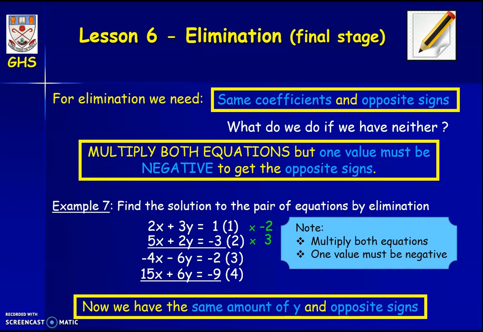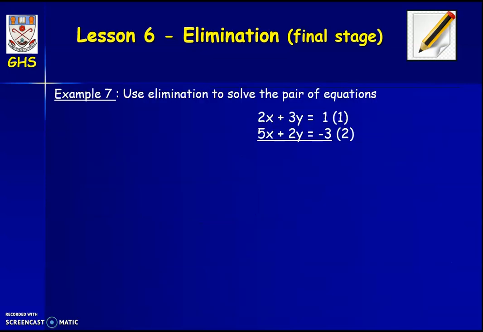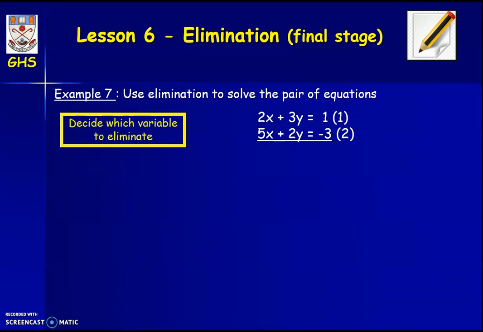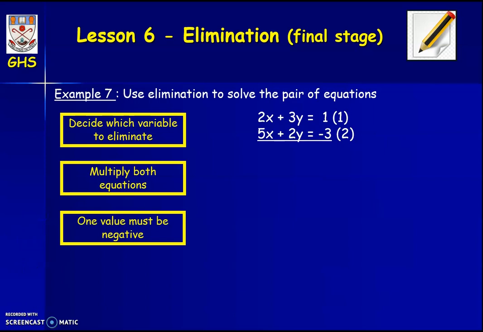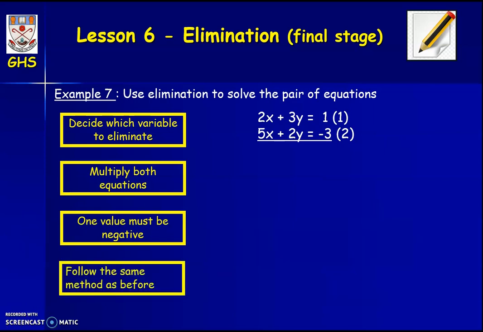So let's have a look at example 7 in full. Okay, so we've said we decide which variable to eliminate. So we just do that by looking at what we would need to multiply by for x and what we would need to multiply by for y, and just choose the one which is easiest. Then we multiply both equations, but remember, one value must be negative. And then once we've done that, we follow the same method as we've done throughout the elimination process. So let's have a go.